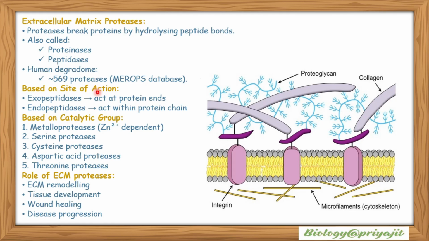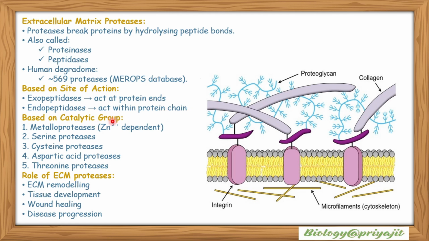The human degradome has approximately 569 proteases, according to the MEROPS bioinformatics database. Based on the site of action, extracellular matrix proteases are of two types: exopeptidases, which digest the protein from one end, either the N-terminal end or the C-terminal end, and endopeptidases, which act within the protein chain. They break the peptide bond within a protein.